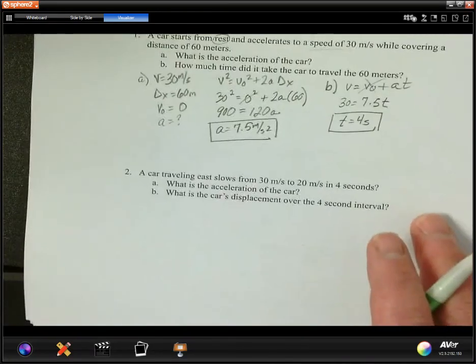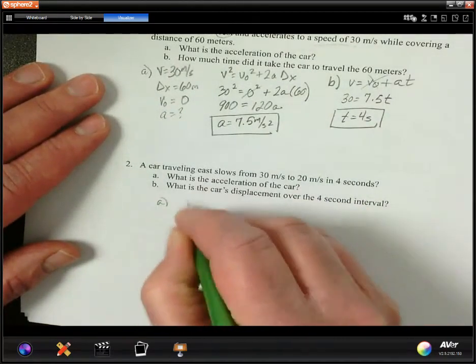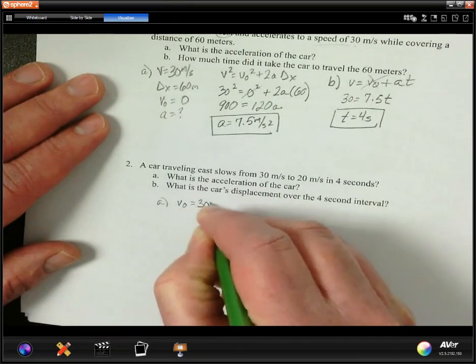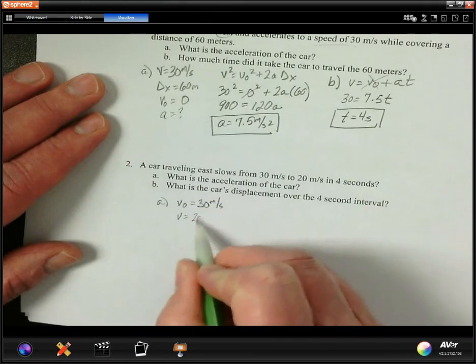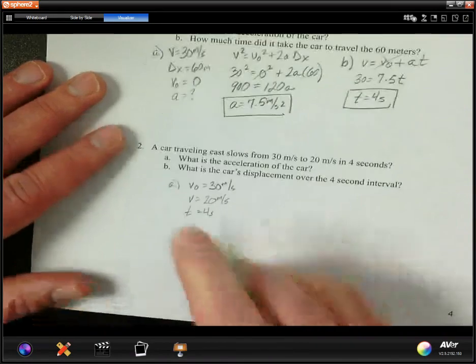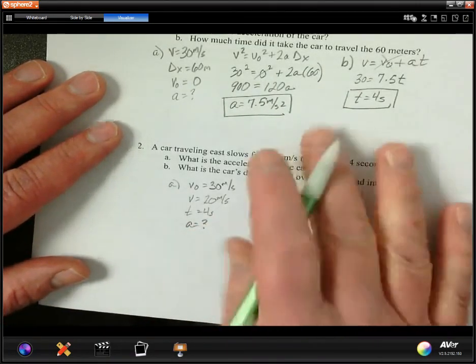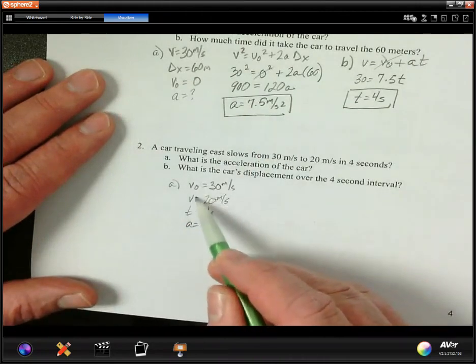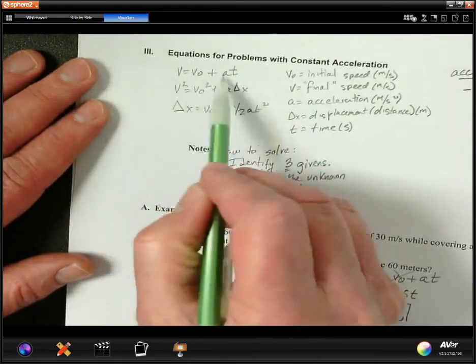Okay. Next example. A car traveling east slows from 30 to 20 in 4 seconds. So v0 is 30, because that's the speed it starts at. The ending speed is 20. The t is 4. And then I'm looking for the acceleration. So again, I'm going to find the equation that needs to have v0, v, t, and a in it, and not delta x, because that wasn't on my list. So if I look, I end up with this one right here at the top.